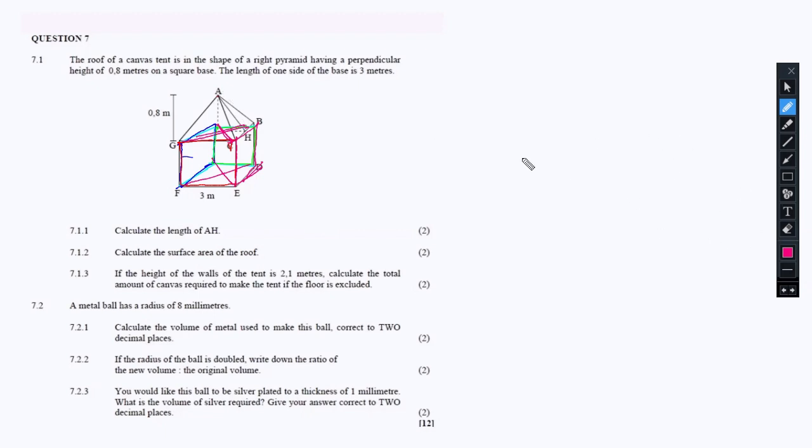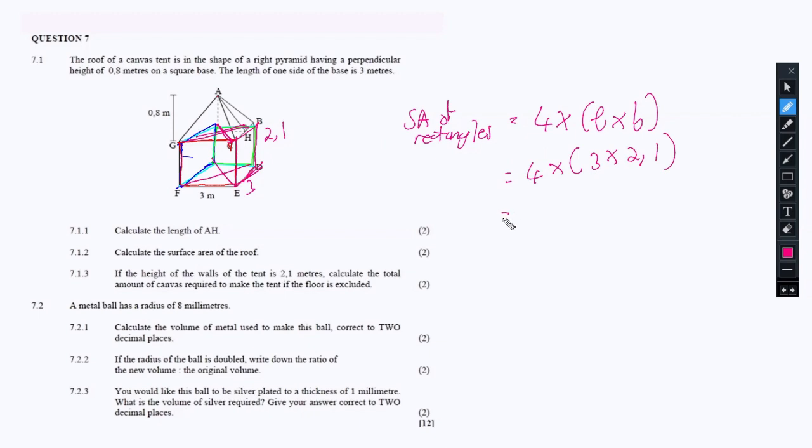Okay, so now if we are to calculate the surface area of the rectangles, it would simply be 4 multiplied by length times breadth, because we have 4 rectangles. Remember, the height is 2.1 meters, and then the base is 3 meters. This is how I know it's a rectangle, because these dimensions are not equal. So this is 4 multiplied by length, let's say it's 3, and then breadth, let's say it's 2.1. And then when you punch all that into your calculator, you get 25.2 meter square.